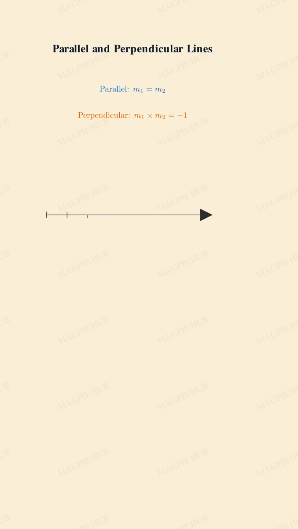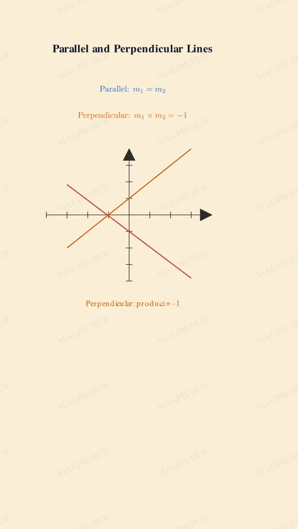Parallel and perpendicular lines. Two lines are parallel if and only if they have the same slope. M1 equals M2. They never meet. Two lines are perpendicular if and only if the product of their slopes is -1. M1 times M2 equals -1. Or equivalently, M2 equals -1 over M1. Perpendicular lines meet at 90 degrees.